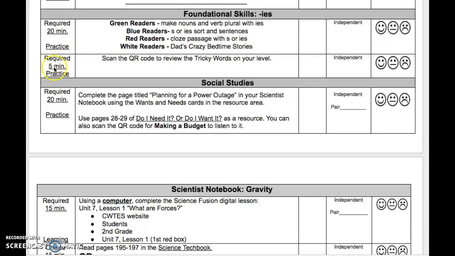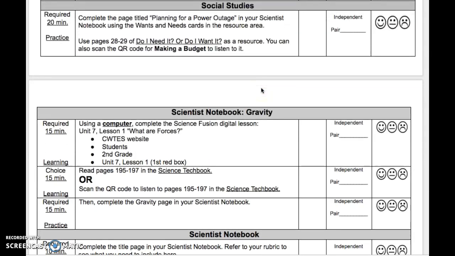Your next item is required for 5 minutes. It is practice. Scan the QR code to review the tricky words on your level. The next section is social studies. It is required for 20 minutes.